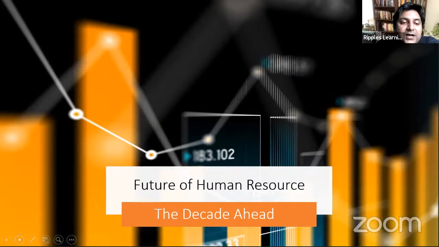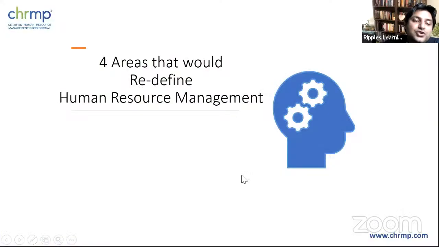So remember, when we talk about the future of HR, four areas. I was talking about AI and ML, and a lot of talent acquisition jobs, a lot of talent development jobs, and a lot of other jobs that may become redundant. But the areas which would now matter in the next 10 years, or start mattering in the next 5 to 10 years, and you would start seeing a lot of movement in, are these four areas. These four areas are going to redefine human resource management.